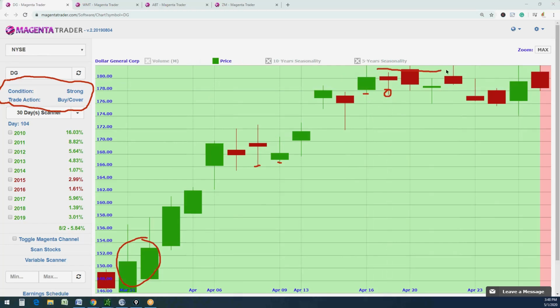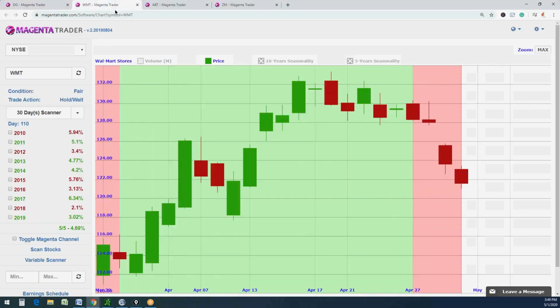Now, notice what happened ever since then. Market has gone sideways, and Magenta was able to help you capture that nice trend and get you out before it started going sideways. That is the power of being able to use technical analysis data that matters. Let's take a look at another stock, Walmart.